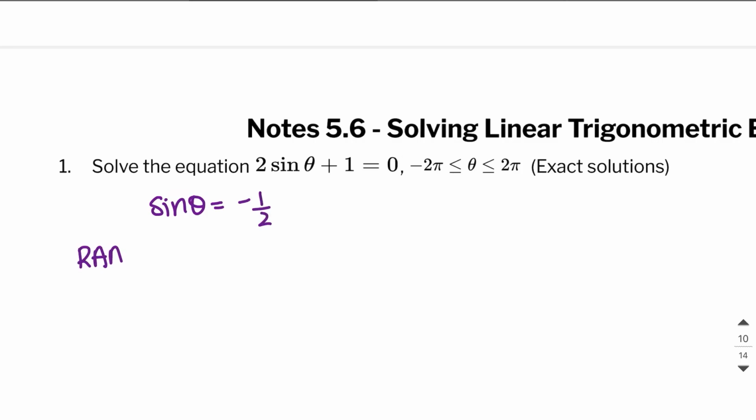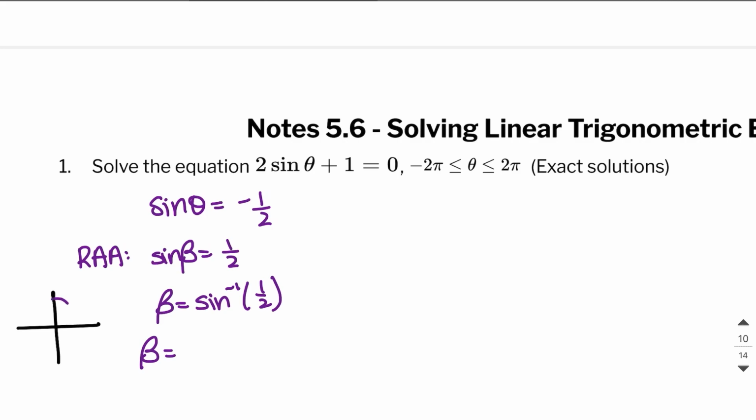The next thing I'm going to want to find is my related acute angle. So I'm going to say sine of beta is equal to 1/2, which means that beta is equal to the inverse sine of 1/2. With these special values, I'm not going to use my calculator. I'm going to look and see where sine of theta is going to be equal to 1/2. It's either going to be at 30 degrees or pi over 6, or at 60 degrees or pi over 3. However, sine is the y value and we want the smaller y value, so this would have to be at pi over 6. You can always refer back to your unit circle if you need some help. But just a reminder, this is at root 3 over 2, 1/2, which means that our related acute angle is going to be pi over 6.